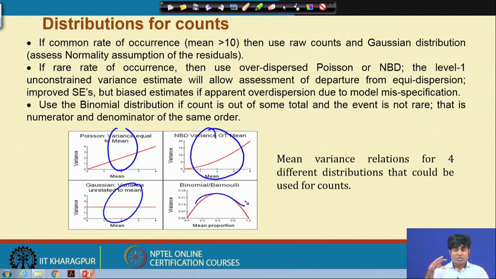So, that means we are bringing here actually 4 different kinds of distribution, starting with the Poisson distribution, negative binomial distribution, then Gaussian distribution, and then binomial distribution. Of course, the Gaussian distribution is very interesting, but ultimately whatever distribution we think about exclusively depends upon the data structure and the requirements, the features of the particular data.